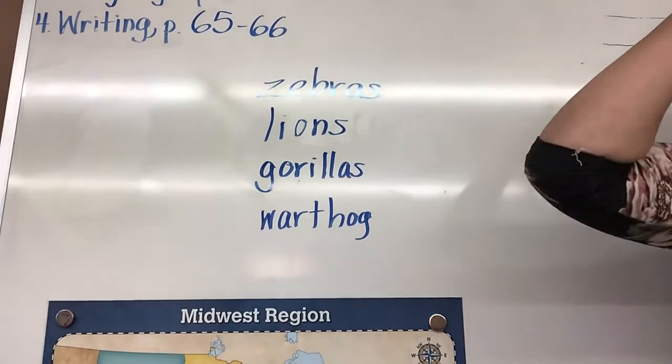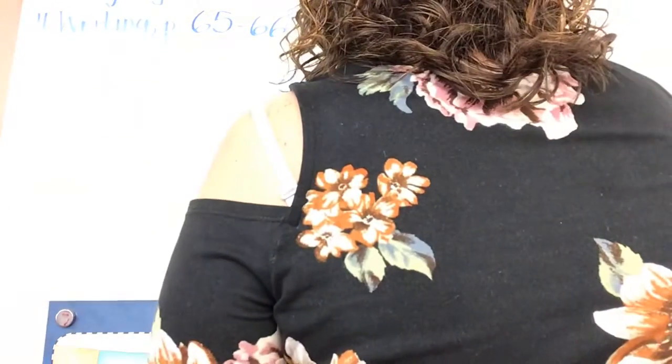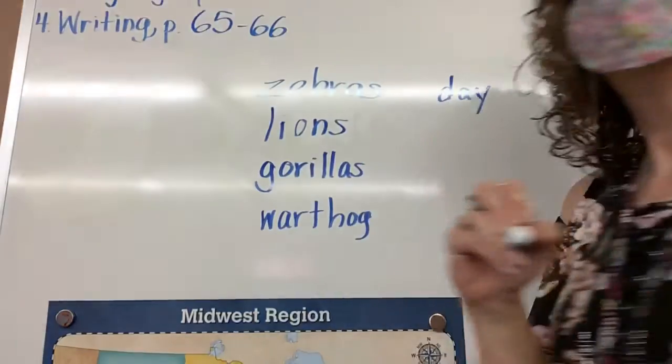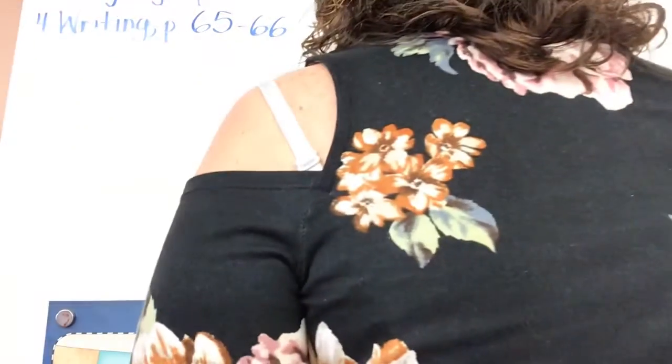Give me one that's not an animal. Day. Can somebody else give me another one that's not an animal? Toronto. No, that is proper. Why is Toronto not common? Because it's capitalized. If it's capitalized, that means it's proper. Okay? Exhibits. Very good.